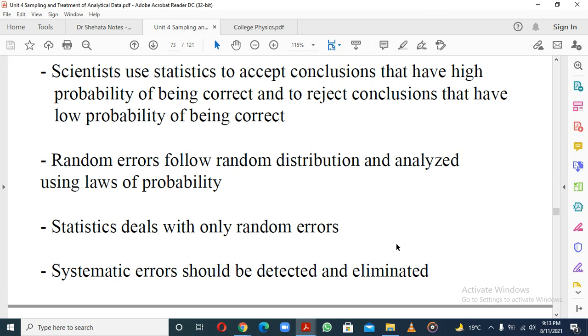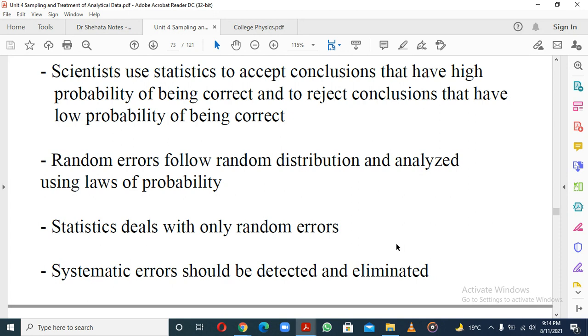Now, because scientists acknowledge that these errors are going to be there, that's where statistics comes in to say what degree of errors is acceptable, because you don't just want errors anyhow, then that wouldn't really do justice, isn't it? So that's why it's very, very important to take note of these things.